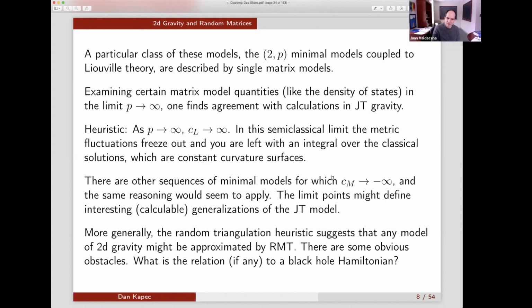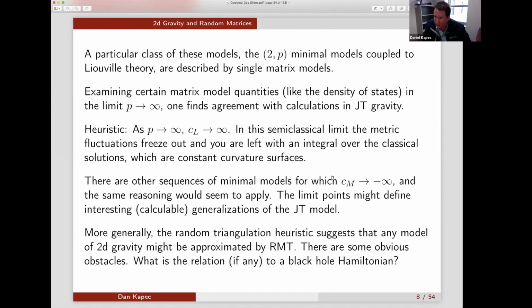Right. That was the old relation between the matrix integral and the random surfaces, right? Yeah. So what I'm saying is, why? So what I don't see is, okay. Okay, fine. Yeah, then you have this question about the black hole Hamiltonian, which is what confused. Okay, fine.